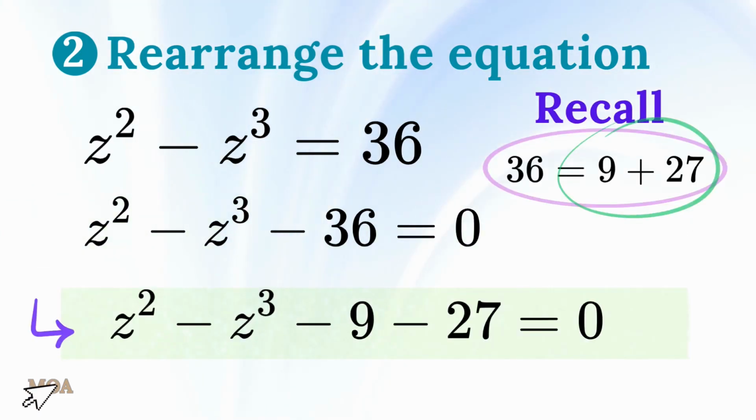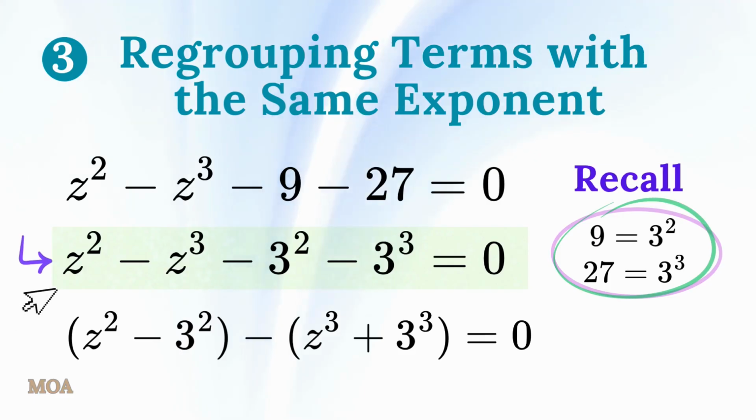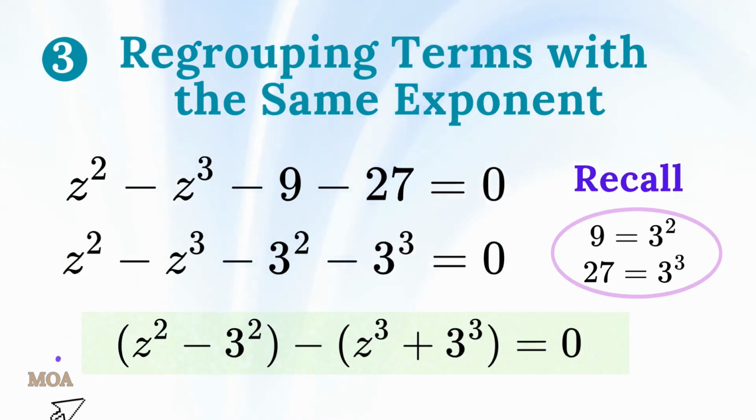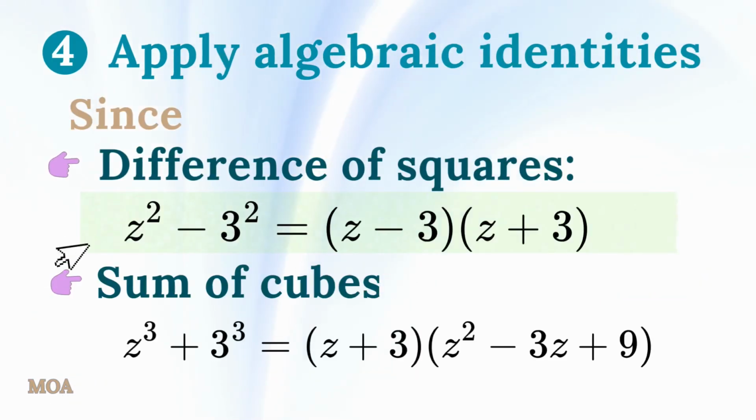Next, we rewrite 36 as the sum of two numbers, one squared and the other cubed. To do this, we remark that 36 can be expressed as the sum of 9 and 27. Since 9 is 3 squared and 27 is 3 cubed, by replacing these values in the equation and regrouping terms with the same exponent, we obtain z squared minus 3 squared, minus the quantity z cubed plus 3 cubed, equals 0. What next? Good.